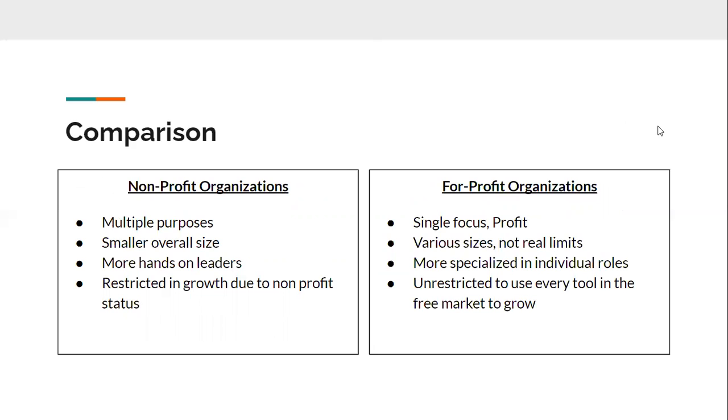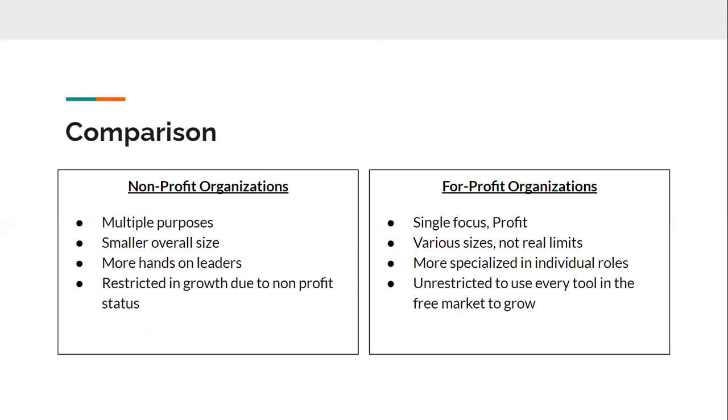A nonprofit organization, one of the characteristics that makes it different is they serve multiple purposes. An example of that is an organization such as the one that we studied in our course this year, whose primary outcome is to reduce homelessness within the community, whereas a for-profit company would be looking at a single focus, which is creating profit.